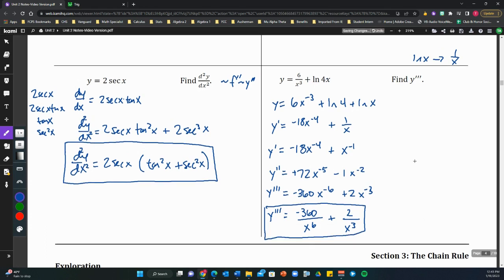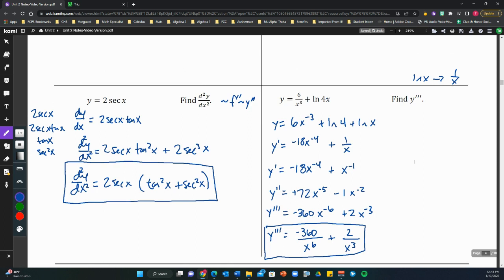And that's it. So again, with higher order derivatives, it's really just a matter of recognizing the notation and knowing how many times we have to continue that process of finding those derivatives. That's it. You guys are all ready to go. Good luck with this section, and let me know if you have any questions.